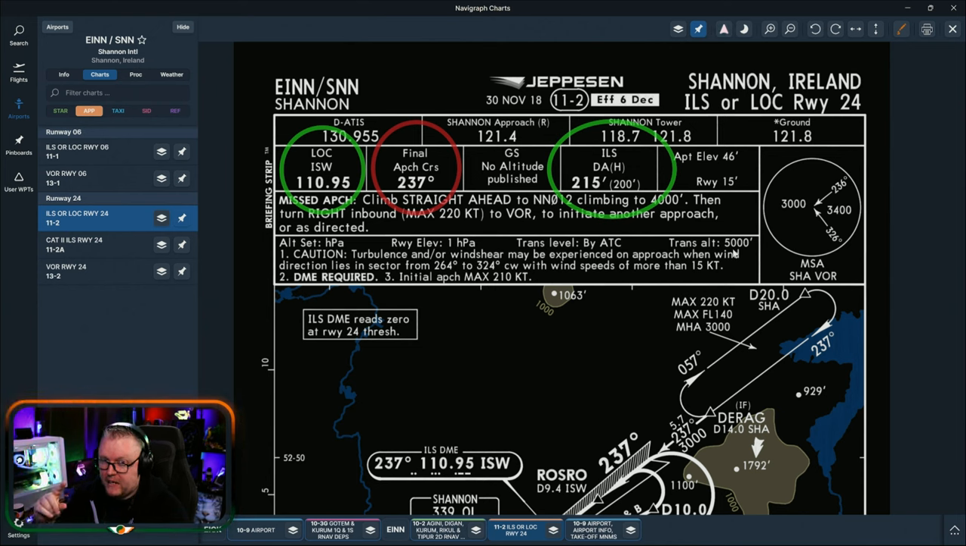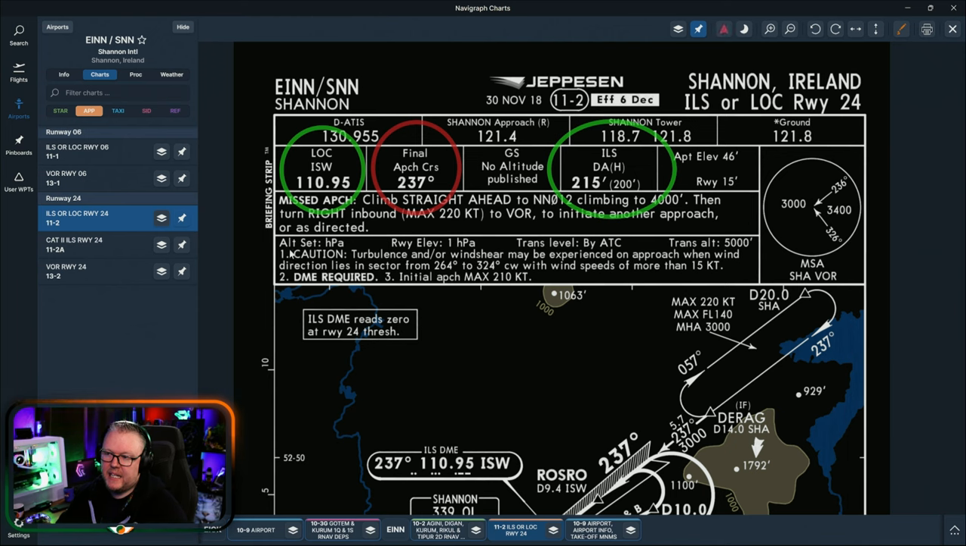Just be aware, any altitude above 5,000 feet, when you're talking to ATC, you refer to it as a flight level. Flight level 60 is how many feet? Let me know in the chat.